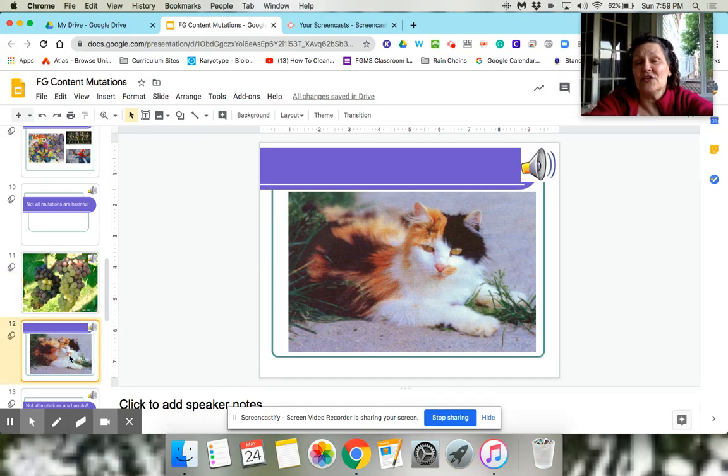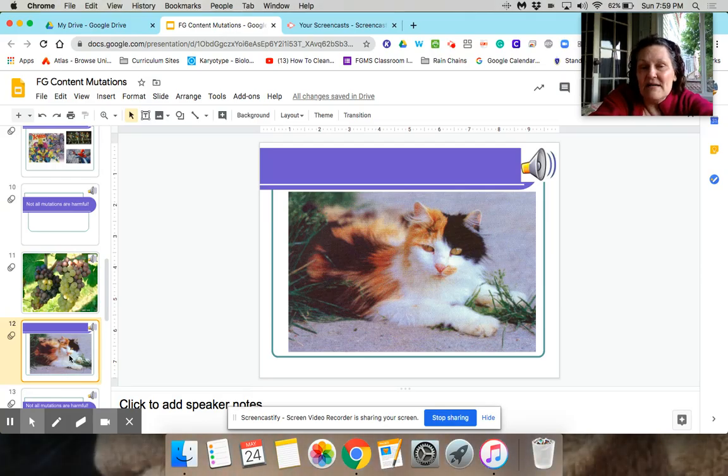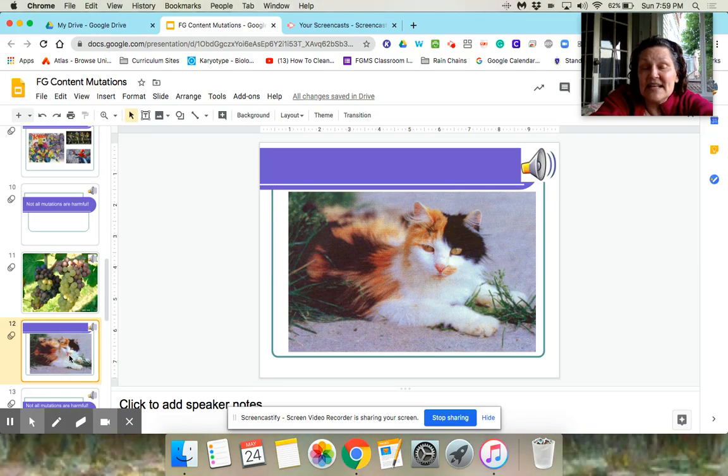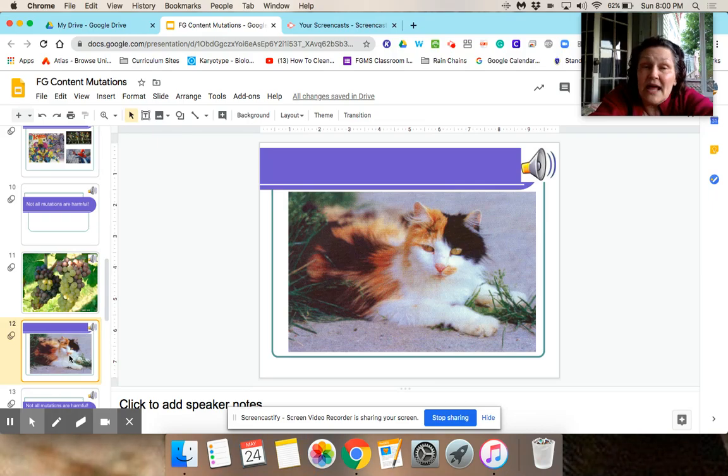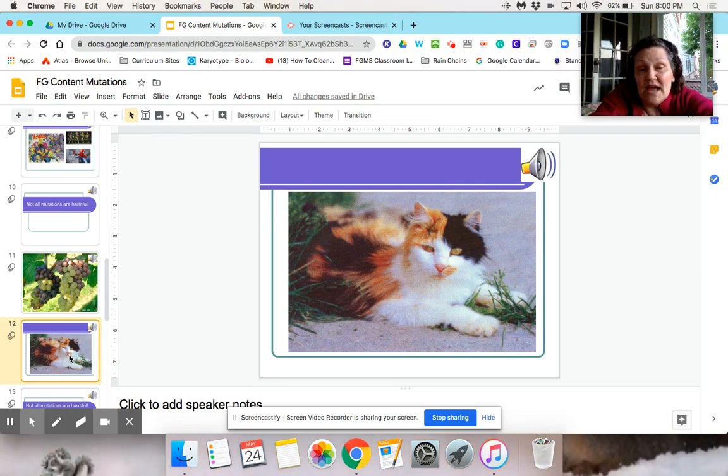Next slide is a multicolored cat. This is not necessarily a cat that this is what you get when you cross a black cat with an orange cat. It's a cat that has a genetic mutation, and so the cat looks a little bit funky. It's pretty cool. Would it be beneficial? I don't know. Would it be detrimental? I don't know. Have no idea if this organism would benefit from being this color or not.